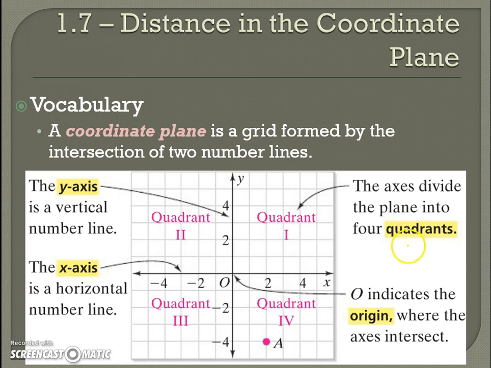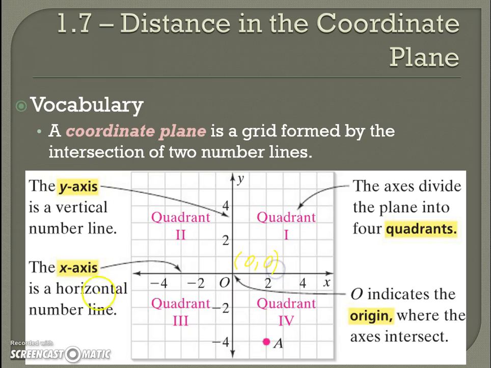The axes are divided into quadrants. They go 1, 2, 3, 4. And then O, this point right here, indicates where the origin is. This is where the axes intersect. That is the ordered pair of (0, 0).